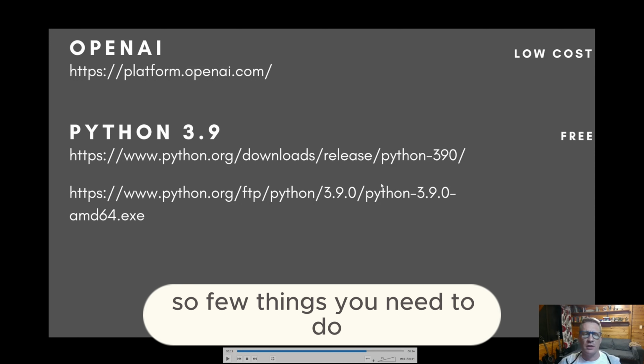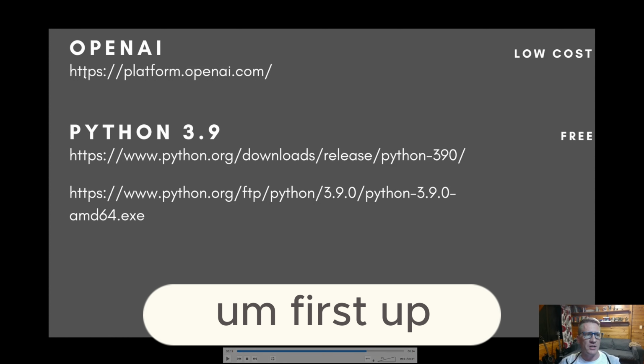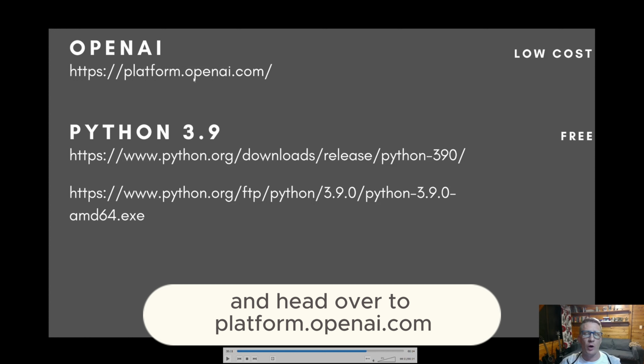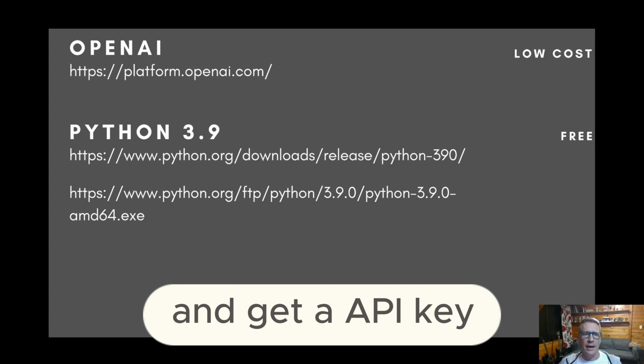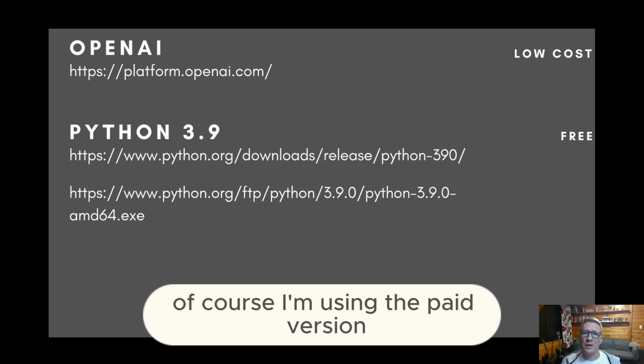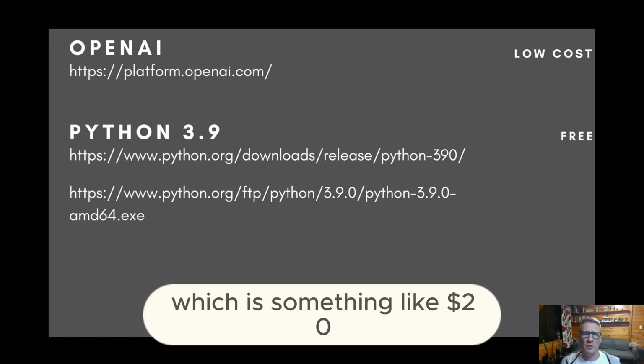So a few things you need to do. First up, you need to sign up at OpenAI and head over to platform.openai.com and get an API key. There is a free option, of course. I'm using the paid version, which is something like $20 a month.